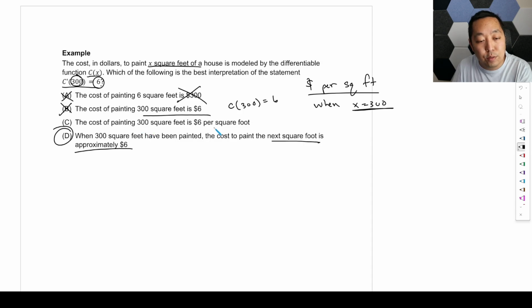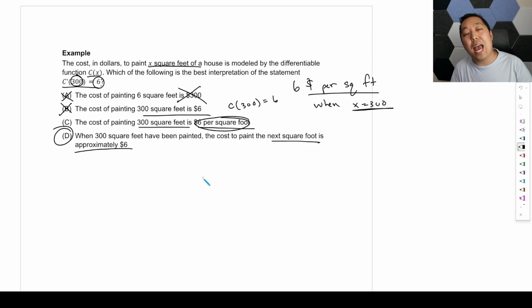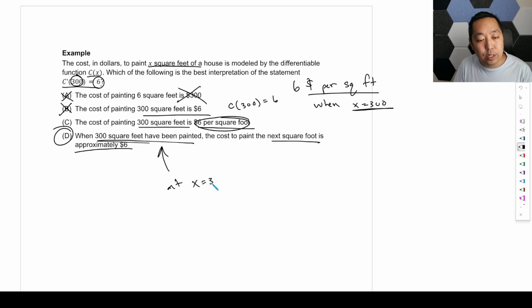Cost of painting 300 square feet is $6 per square foot. So this one's tricky. It has the correct units, $6 per square foot. But it's not for all 300 of those square feet. It's the rate at which you're doing it, when you are at 300. That's why we say when 300 square feet have been painted. That's saying at x equals 300. Then the cost is this. And the cost is dollars per square foot. In other words, every square foot would then cost $6 at that particular point.